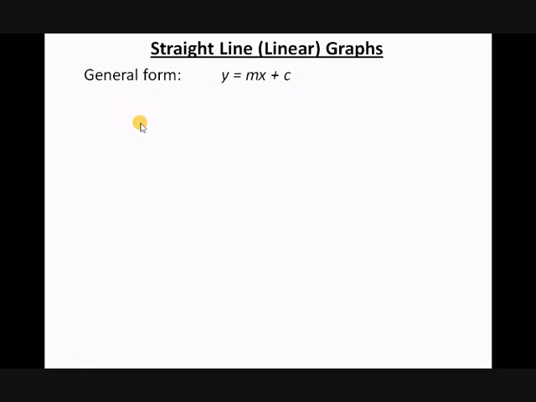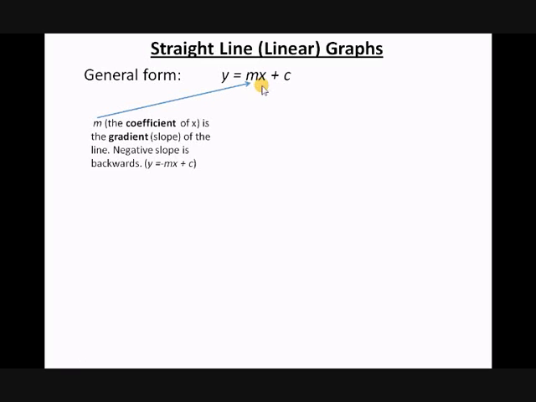The general form then for a straight line graph is y equals mx plus c. Now we've seen that m can be a number, c can be a number, and y and x are our axes on the graph. And we found out that m, the coefficient of x, that's the number in front of x, is the gradient or slope of the line. We also found that negative slope means that the line slopes backwards.